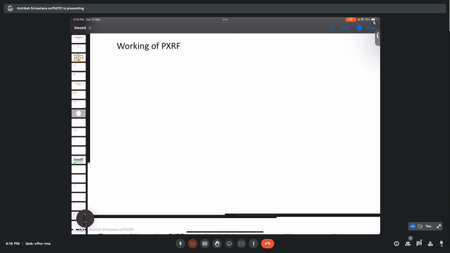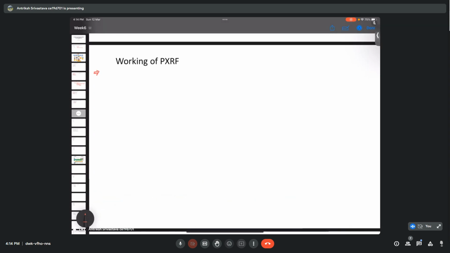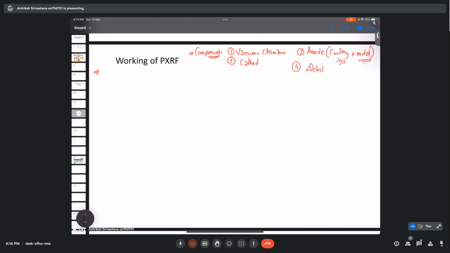Okay, now let's see working of PXRF. What is the working principle? Okay, I don't have another slide, so I'll have to adjust it here itself. So what are the components? Components are vacuum chamber, then cathode, then anode, which is made up of cooling system plus a metal target on which the electrons will be bombarded. The fourth is detector. So this all makes up the portable X-ray fluorescence spectrometer. So what happens actually? So let me draw this.